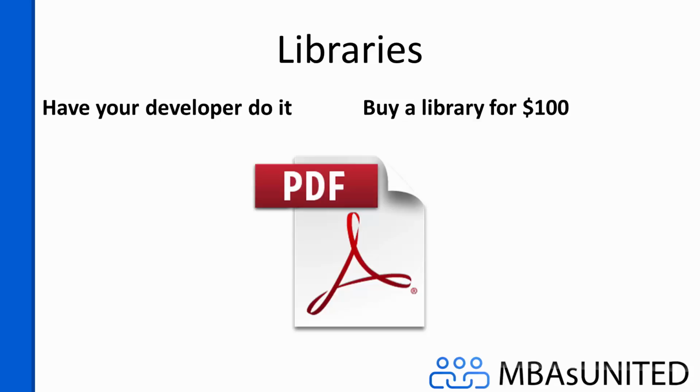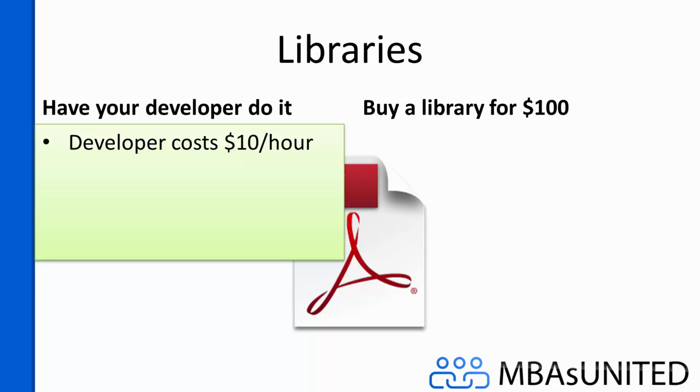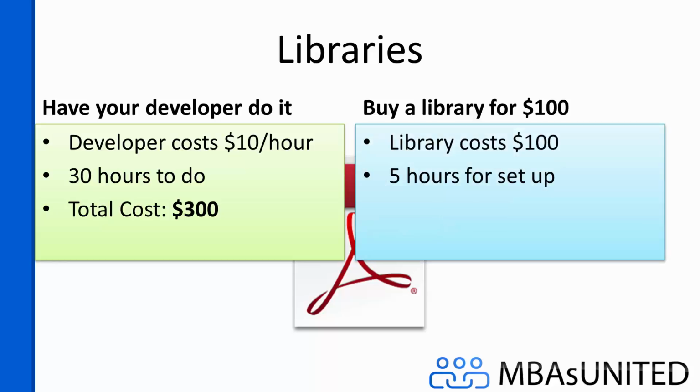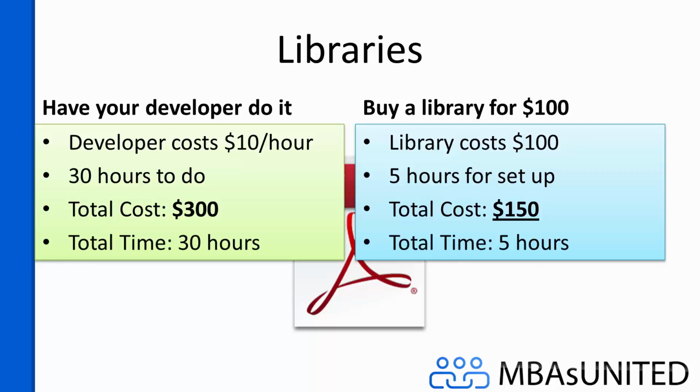But wait a minute, you're paying your developer by the hour. Let's say that your coder is charging you $10 an hour. Let's also say that it'll take them 30 hours to do it themselves. That means you'll be paying them a total of $300. Now let's take a look back at that library. Even if it takes your developer 5 hours to set up the library, you're spending only $150. That's half of what you would have spent to do it yourself. You get it done faster too, since your developer only took 5 hours instead of 30.